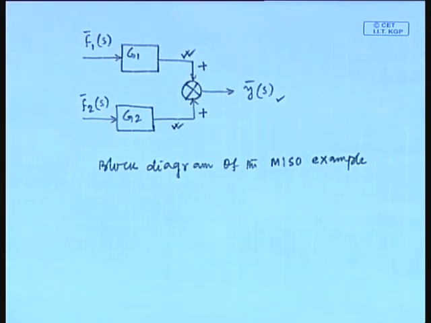Fine. Now, if we consider n number of input variables, but a single output variable, what will be the block diagram for that? If we consider n number of input variables F1, F2 up to Fn, and if we consider only one output variable Y, what will be the block diagram that you draw?